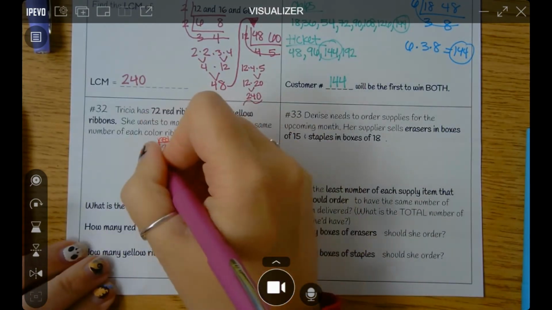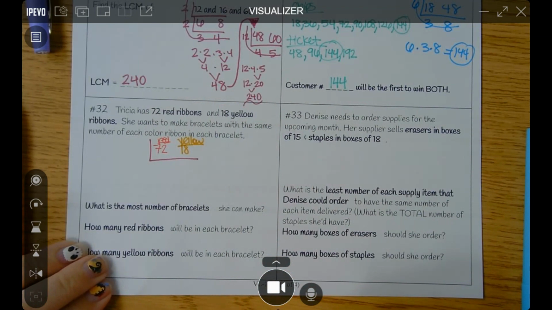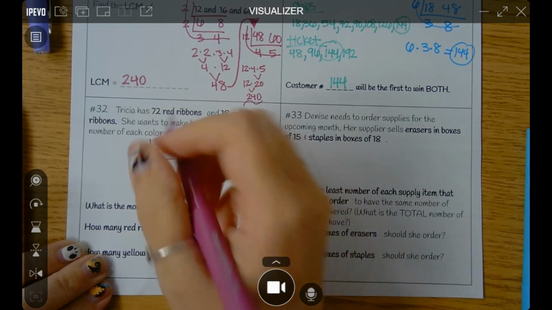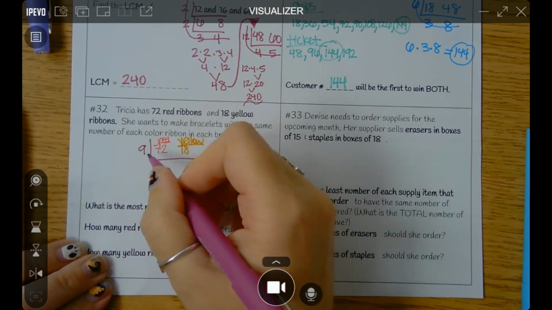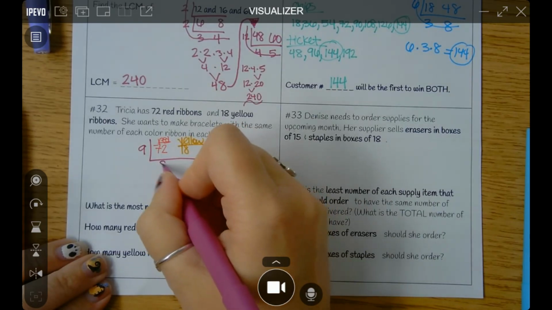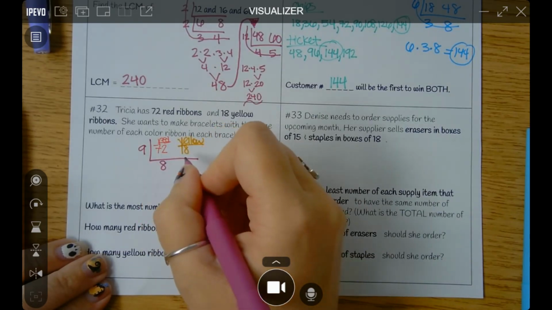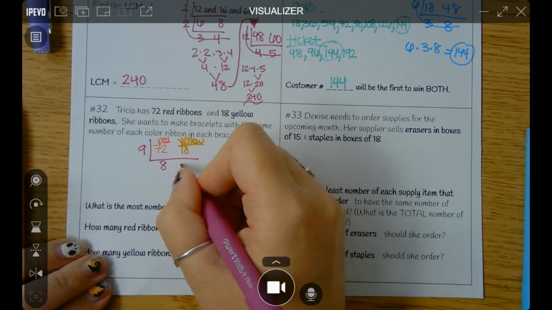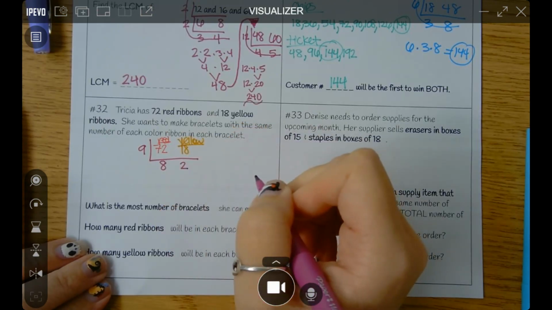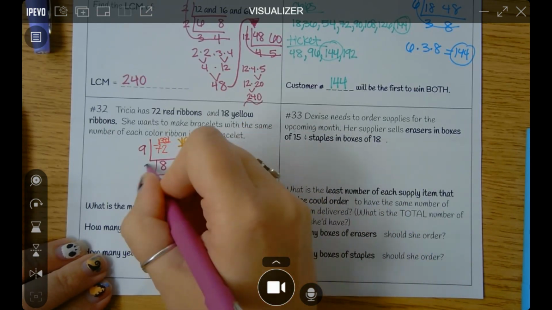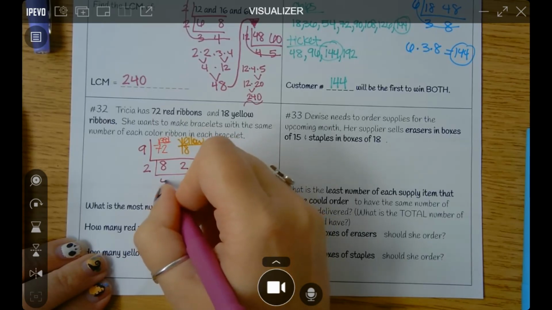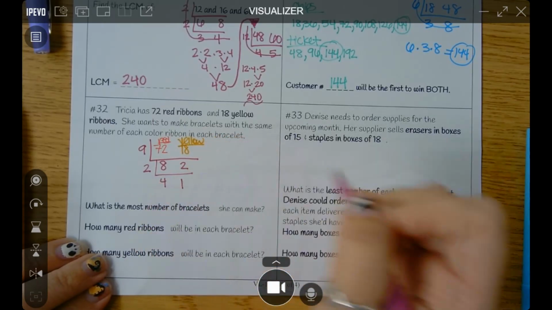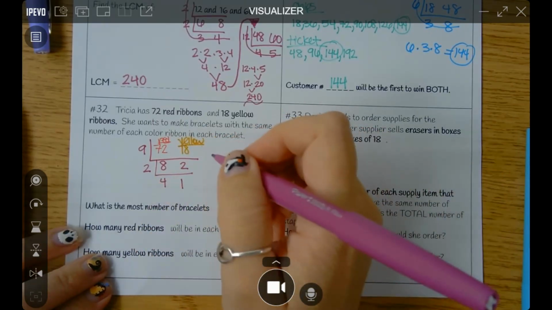So if I go ahead and do the ladder for these, what can go into both 72 and 18? Yeah, 9 can. How many times does 9 go into 72? 8 times. And how many times does 9 go into 18? Twice. Can anything go into 8 and 2? 2 can. 2 goes into 8 4 times. And 2 goes into 2 once. Can I keep going? Nope, that's all of them.